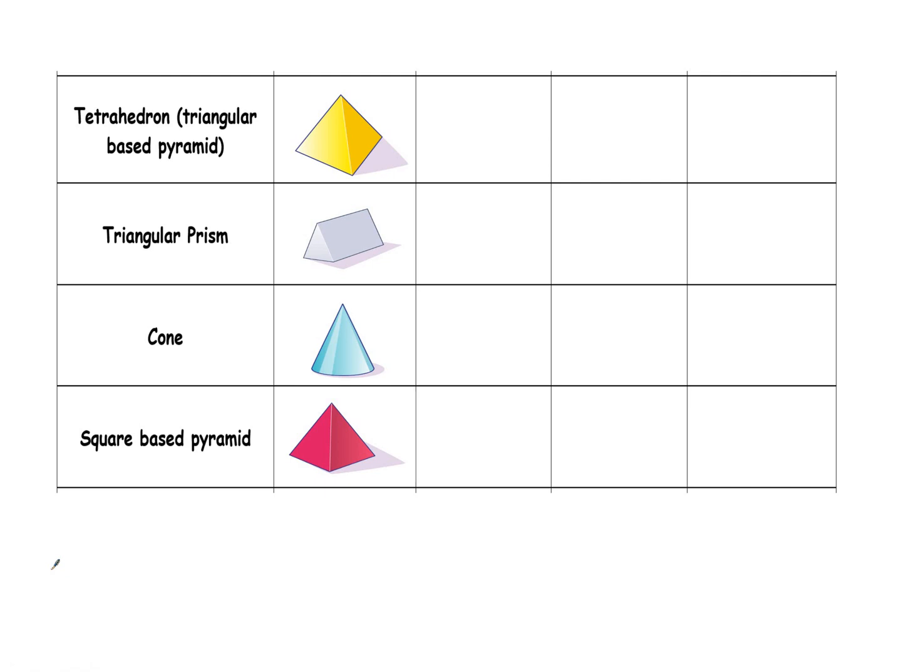Let's look at writing in about the faces, the edges, and the vertices of these 4 3D shapes. So let's look at the tetrahedron, a triangular based pyramid. Now, all of the faces of a tetrahedron are triangles, and it has 4 faces. Okay, it has 6 edges, 1, 2, 3, 4, 5, 6, and 4 corners, 1 at the top, 1, 2, 3, 4 vertices.